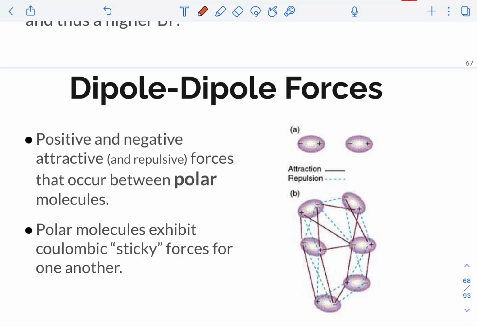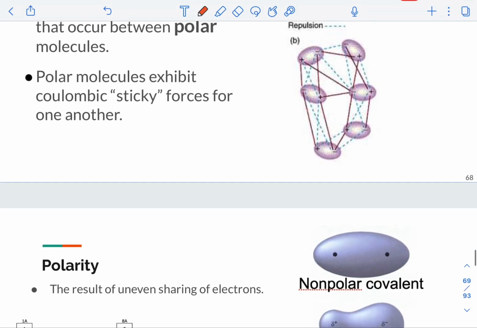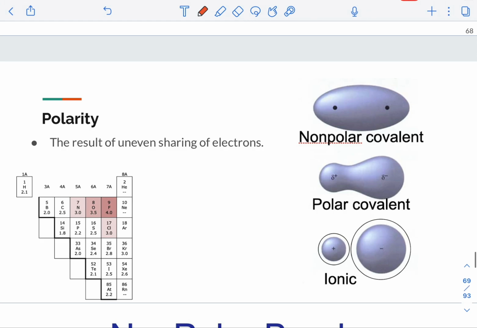A polar molecule is not fully positive and fully negative. It's not an ion. It's a covalent molecule that, because of electronegativity differences, has a polar end, a positive end and a negative end. Now we say just slightly positive and slightly negative because they are not full positive and full negative like ions. So polarity is the result of uneven sharing.